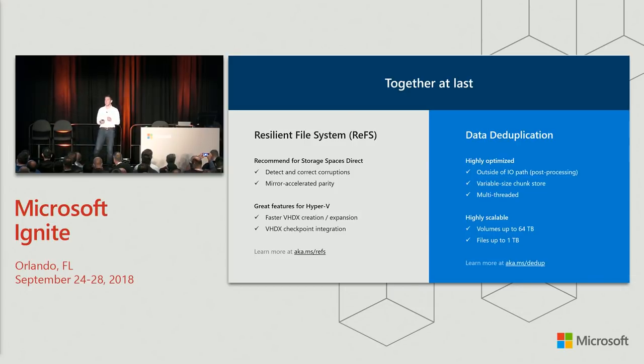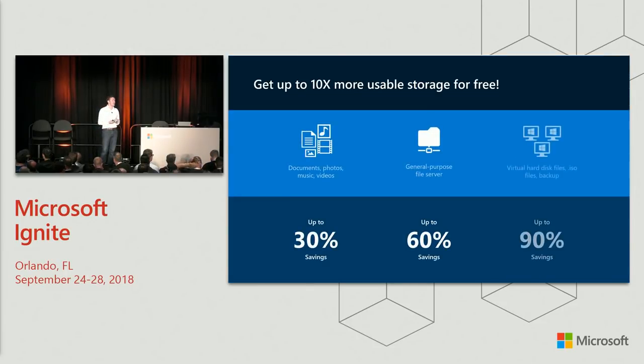Deduplication and compression is a really big deal. It enables you to get, in many cases, a significant amount more usable storage just for free for turning it on. The amount of usable capacity that you get depends on the type of data that you're storing. And so for a general purpose file server, you can get somewhere in the ballpark of about 60% savings.